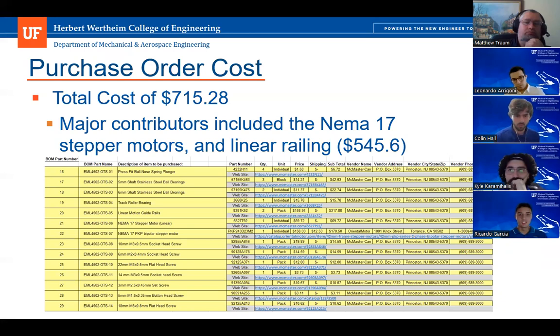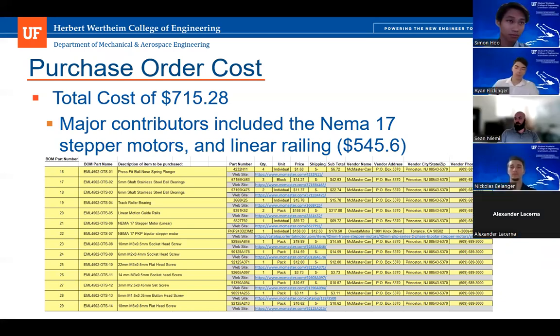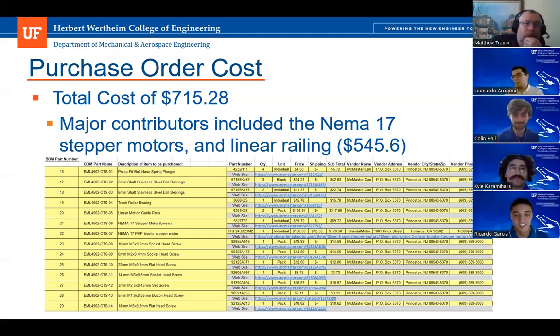The major contributors to the cost were the two NEMA 17 stepper motors and the linear rails. The linear rails alone cost the assembly $317.88, which is kind of ridiculous, but that's one thing we can improve in the next design. Probably get bigger rails, which are cheaper.